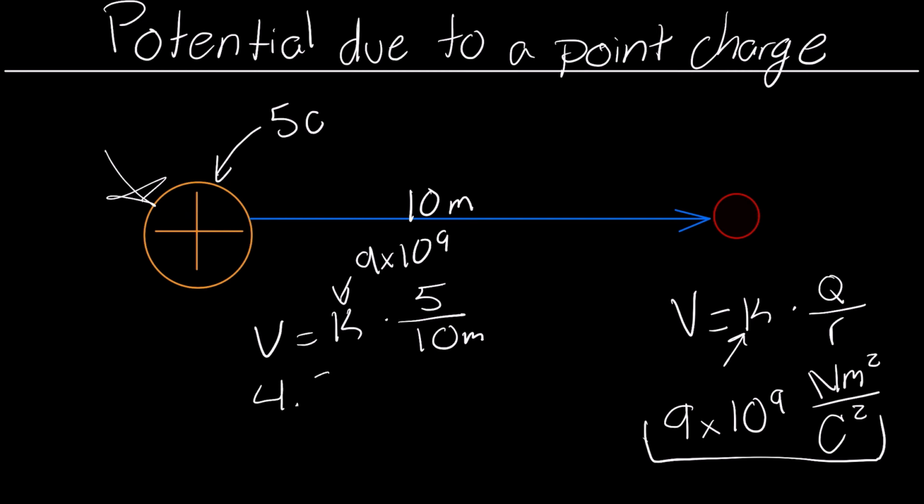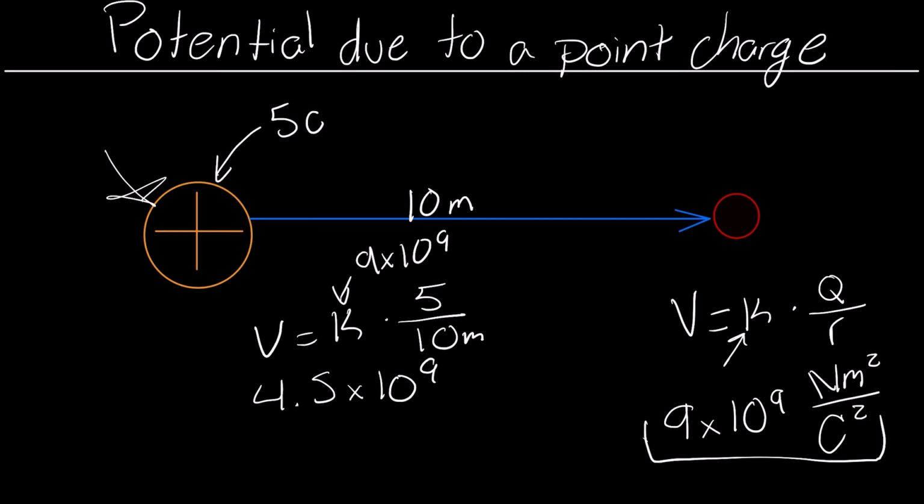4.5 times 10 to the ninth. And that would be the electric potential due to this point charge, with reference to this point over here. Now, this is actually a pretty simple topic, but we can actually complicate it a little bit.